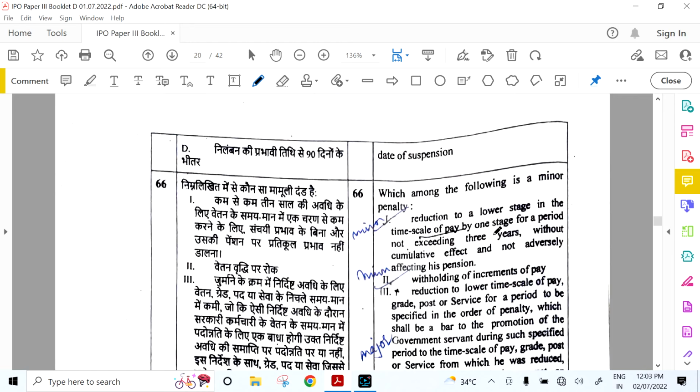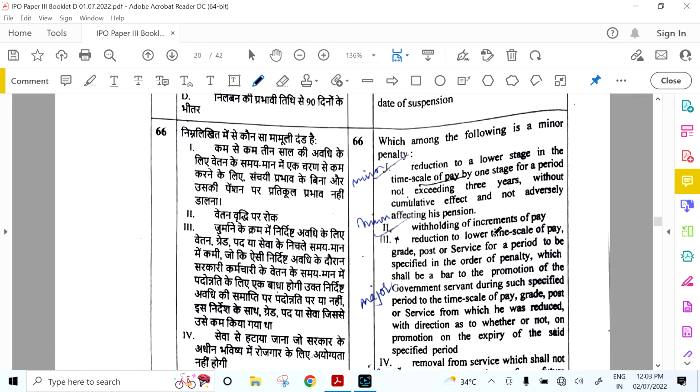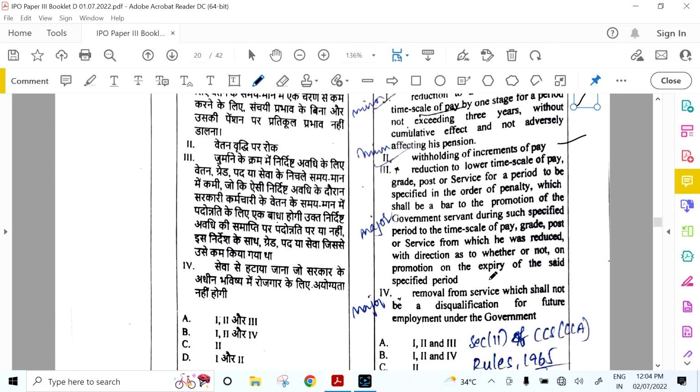So the following is a minor penalty: reduction to lower stage in the time scale of pay by one stage for a period not exceeding 3 years without cumulative effect or not adversely affecting the pension. Withholding of increments, this is minor penalty. This is also minor penalty. Reduction to a lower time scale or grade or service for a specified period, in the order of penalty, which shall be a bar to the promotion of the government servant during the specified period to the time scale of pay or grade which was reduced, with the direction as to whether or not promotion on expiry of the period specified. This is the major one.